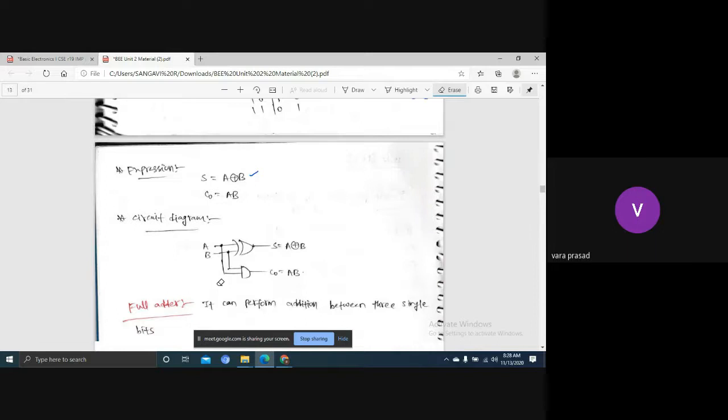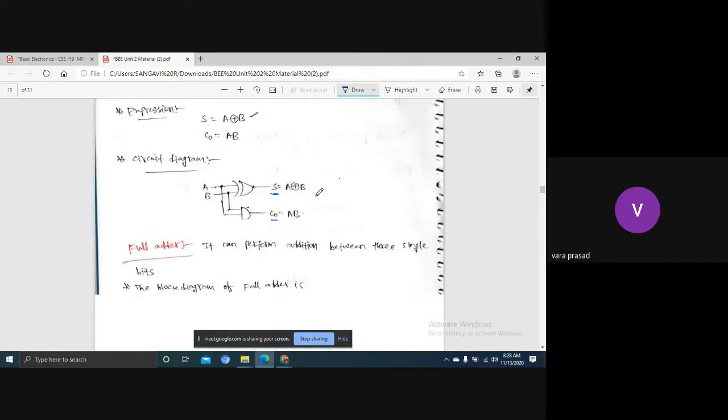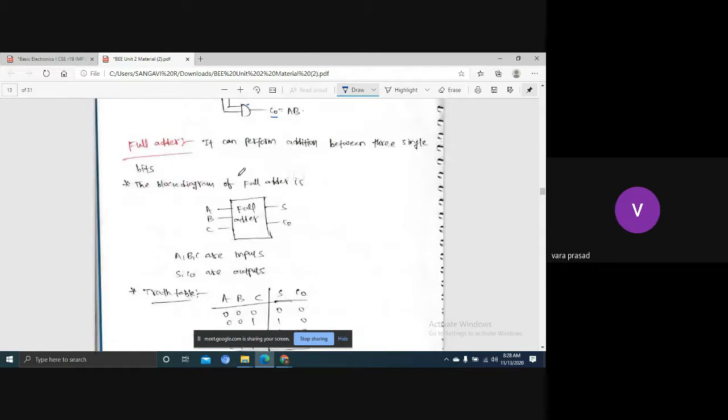Then the circuit diagram. This is the XOR gate, and I am giving A and B inputs to it. These A and B inputs I am also giving to the AND gate. This gate generates the sum, this gate generates the carry. This is about the half adder. Next, the full adder. It can perform addition between three single bits. Three single bits we need: A, B, C.